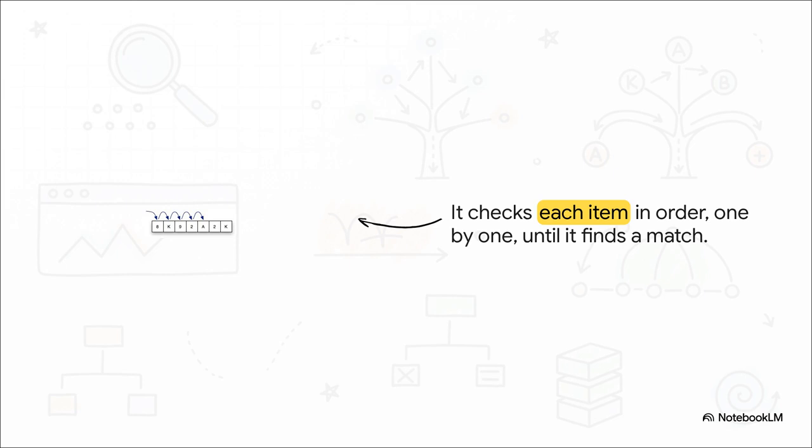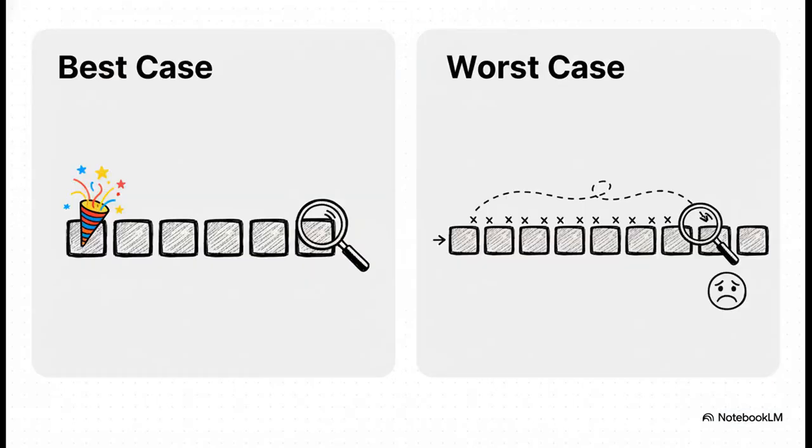This could take a long time. And this is where we get to the heart of the issue. You have a best case and you have a worst case. The best case? You get super lucky. The thing you're looking for is the very first item. One look and you're done. Awesome. But the worst case, the worst case is bad. The item is at the very, very end. Or even worse, it's not in the list at all.